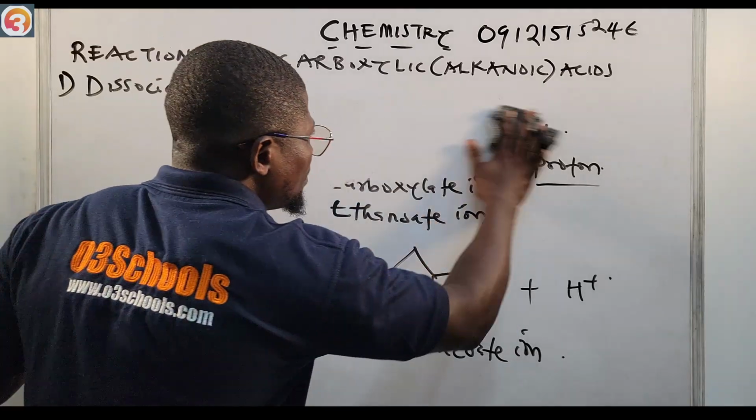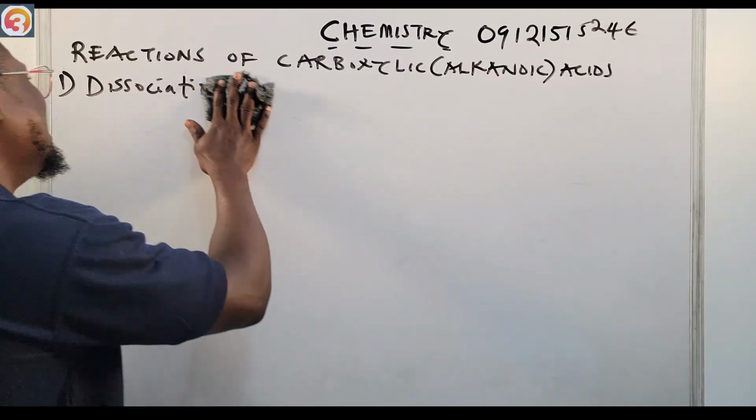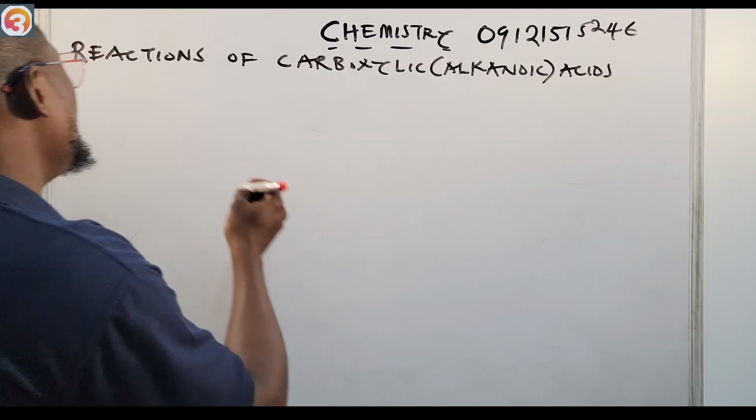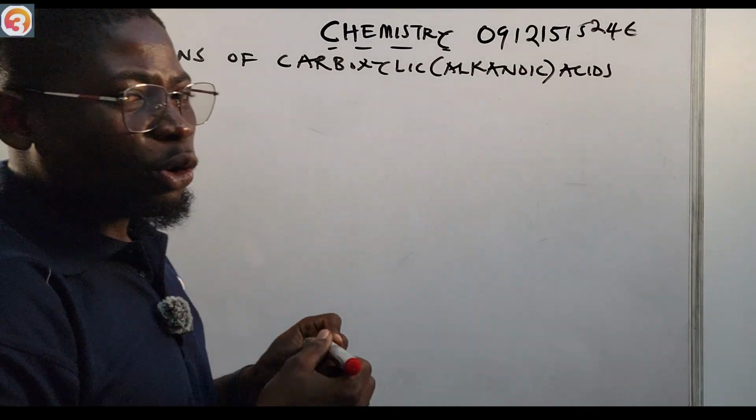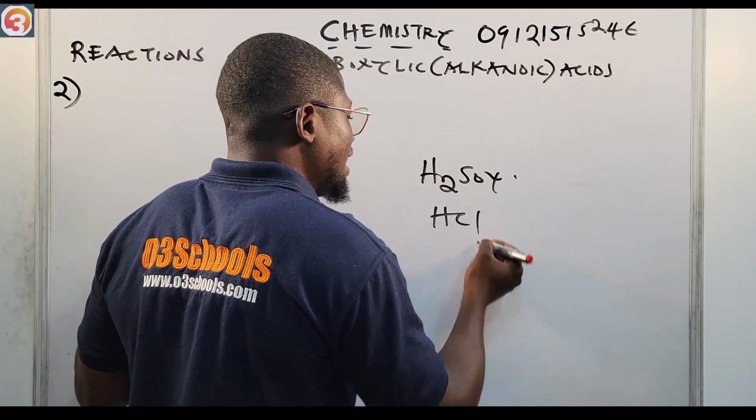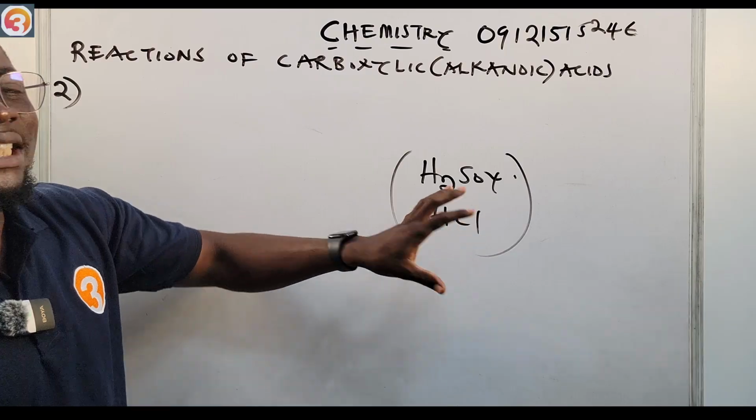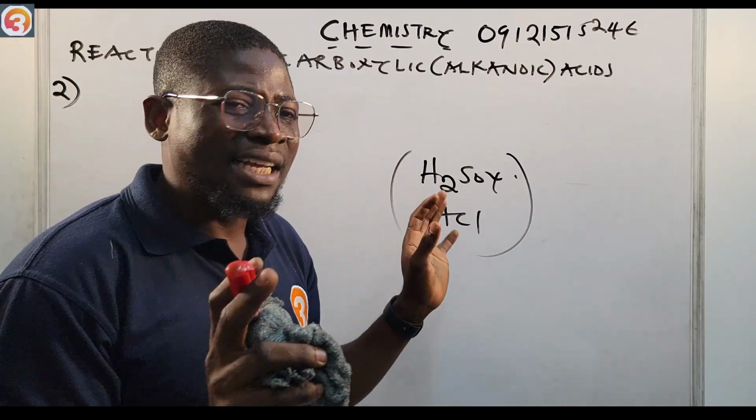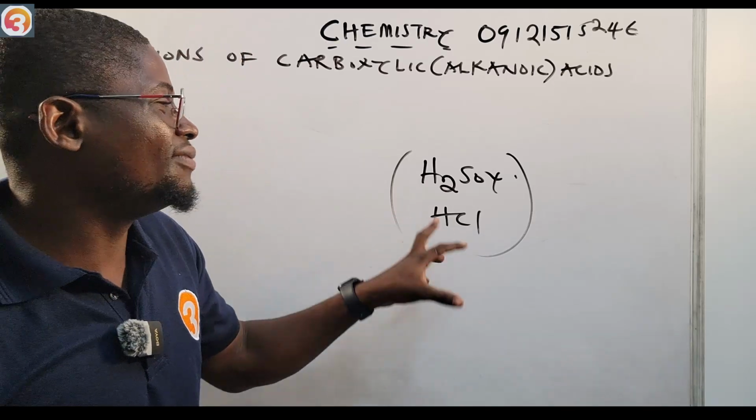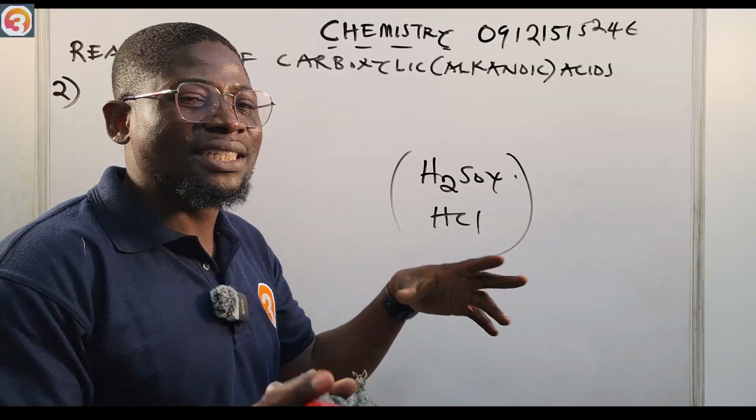It is important also to note again, like we have said earlier, that carboxylic acids are acids. So they will react just the way that other acids like H2SO4 or HCl will react. They will react the exact same way. The only difference is that because carboxylic acids are weak acids, the reactions will not be as vigorous as when H2SO4 or HCl react.